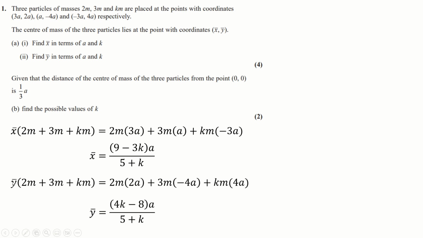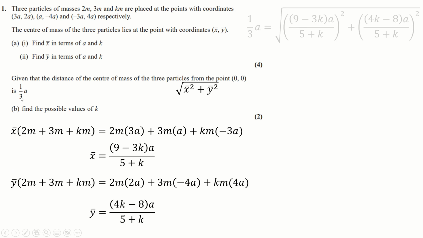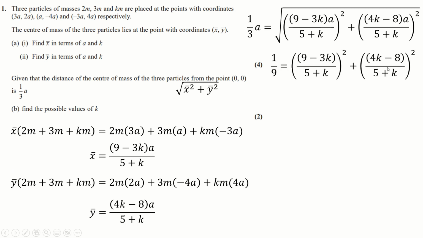Given the distance from the origin is this, well, the distance from the origin is x bar squared plus y bar squared square rooted. So if we square both sides here, put these two things in here and square both sides, we'll get a ninth a squared is equal to these two things added together. But you can cancel the a squareds because there's an a squared in here and here as well, so we'll just cancel those out. This is this squared over 5 plus k squared, and likewise over here, so we just put that 5 plus k squared over there, and then of course we can put the 9 over on both of these.